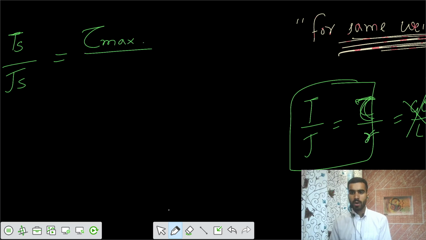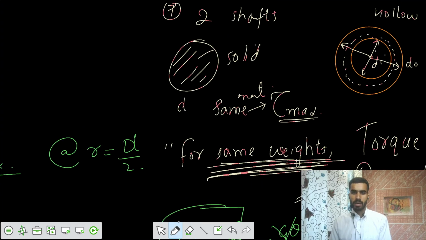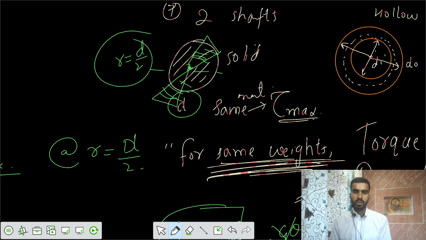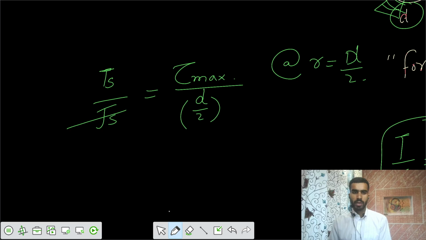And what is the value of r at tau max? At tau max, you have to take r equals capital D by 2. So I would take the diameter D divided by 2. Capital R goes to D, small r goes to the diameter by 2. So this is the stress variation. And we know that the value of J equals pi d power 4 by 32.